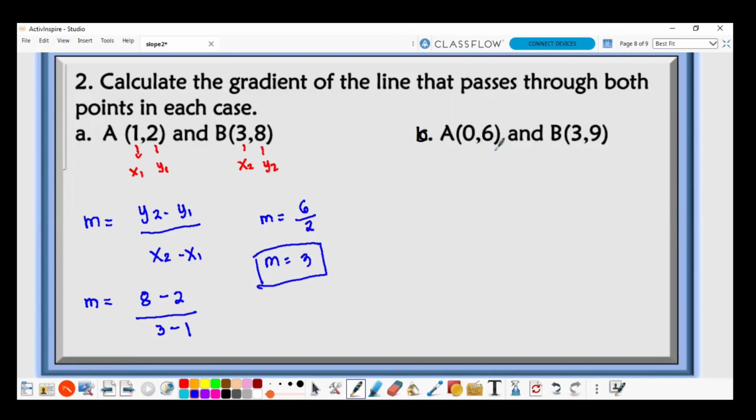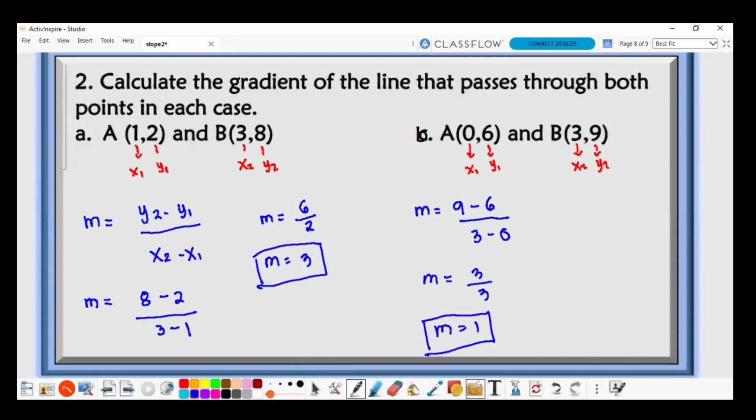Okay, next, how about letter B? We are given 2 points. So this is our x1, this is our y1, x2, and y2. Now, solving for the slope using this formula, our y2 here is 9 minus our y1, which is 6, over our x2, 3, minus x1, which is 0. So m is equal to 9 minus 6 is 3 over 3, or our slope is equal to 1.